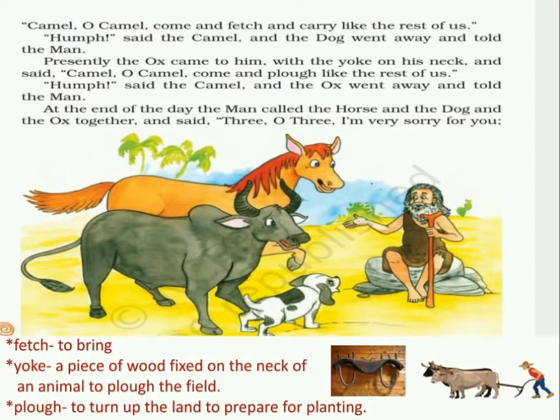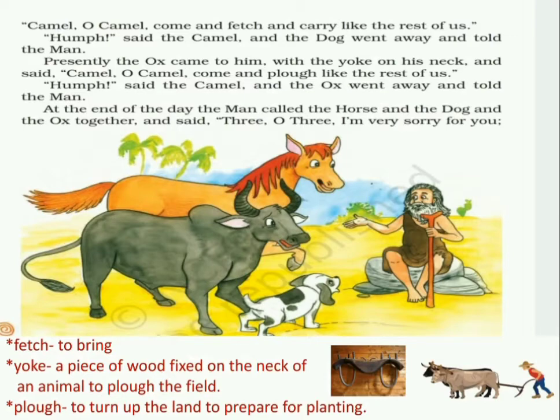"Hump," said the camel, and the ox went away and told the man. So what did this animal do? The camel again said hump. And then this particular ox went away and told the man.